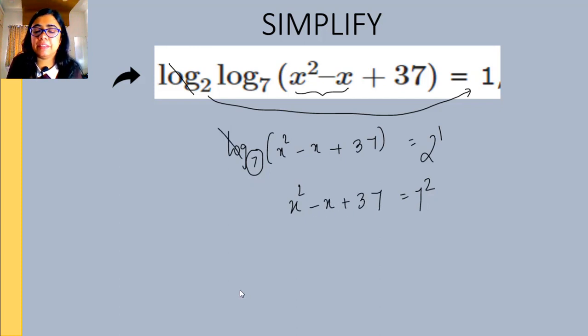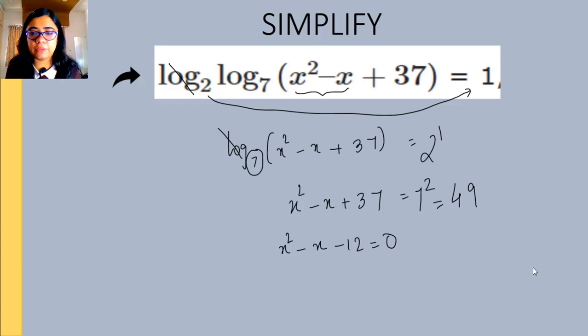Log is again eliminated. So this value becomes 49. So you have x square minus x, 37 minus 49 will give you what? Minus 12, equal to 0. So it's a simple quadratic equation. You have to get the values of x.